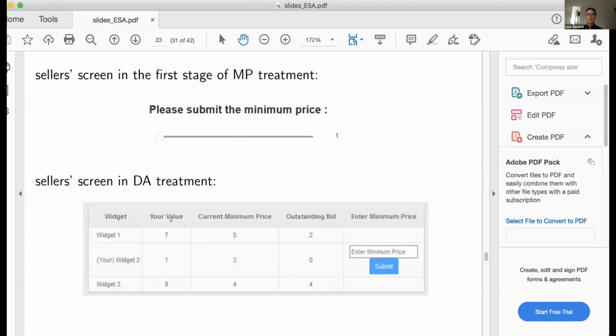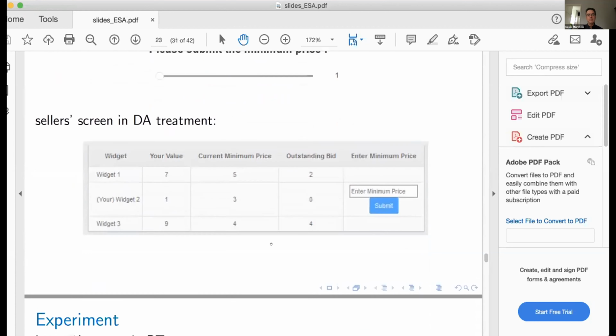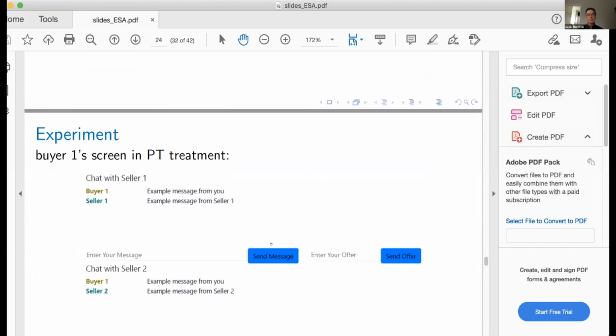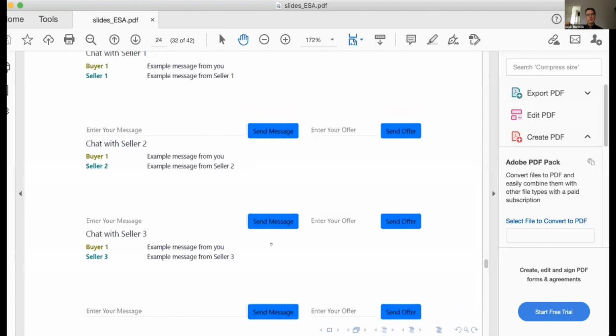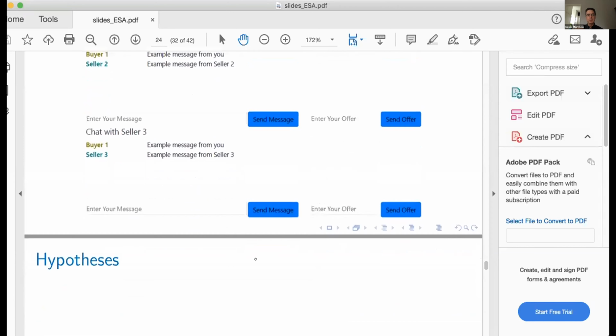This is what, for example, the seller submits as a minimum price, and sometimes the seller can revise in the double auction treatment. And for the pit trading, we have these screens with the possibility of exchanging messages and exchanging offers.